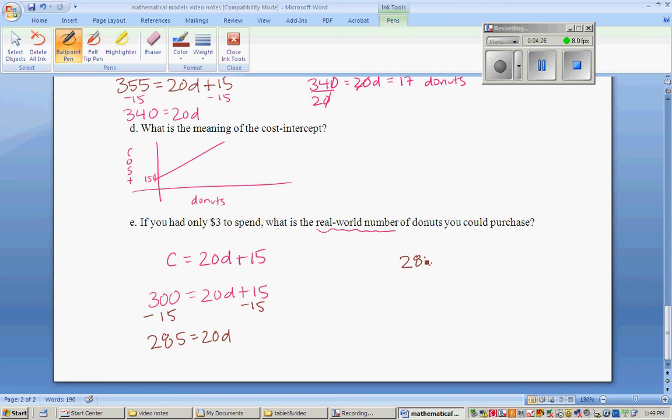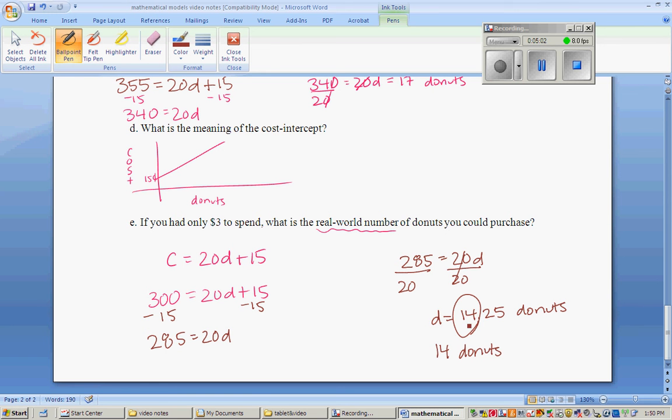Now we can see the 20 does not go into this evenly. So when you actually do the division for this, you're going to get a decimal or a fraction. You're going to get that you have 14.25 donuts. This is not a real world option. So what is the real answer? It's not about normal rounding. All of these are a round down function. You have only $3, so you can only buy 14 donuts.